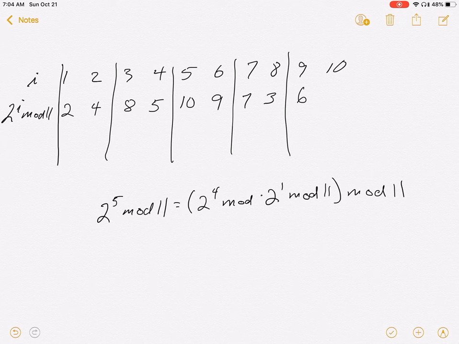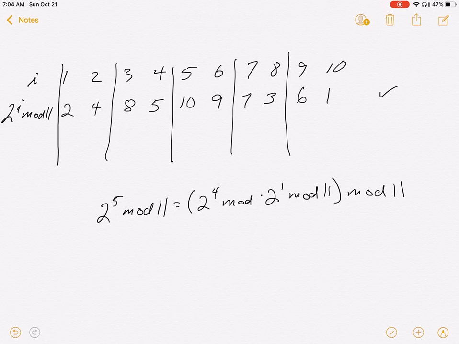Of course, we could also use Fermat's little theorem. Since 11 is prime, 10 is 1 less than 11. 2 is relatively prime to 11. Well, Fermat's little theorem says that is 1. And since I have a unique mapping, a one-to-one and onto mapping from the numbers 1 to 10 to the numbers 1 to 10, I have a primitive root of 11.